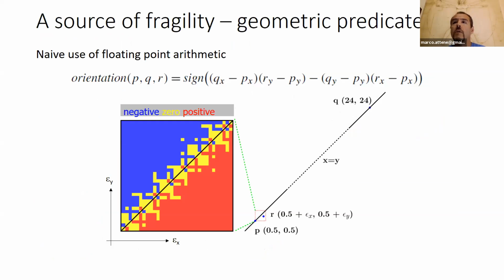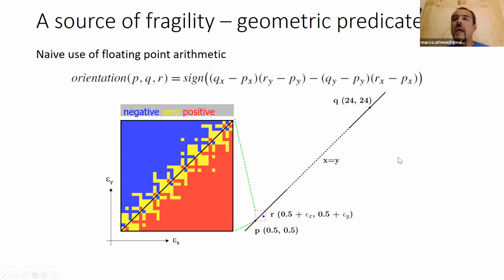So let's see why robustness is such an issue. The problem is often due to a naive use of floating point arithmetic to resolve critical geometric predicates. Imagine, for example, that our algorithm needs to determine whether a point R, as in this image, is on the left or on the right of a straight line through P and Q. In formulas, this is equivalent to determining the sign of this expression here.